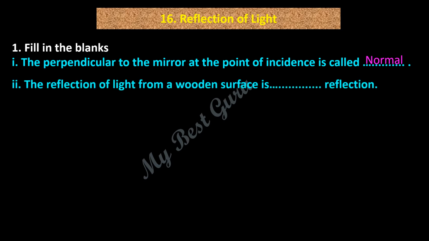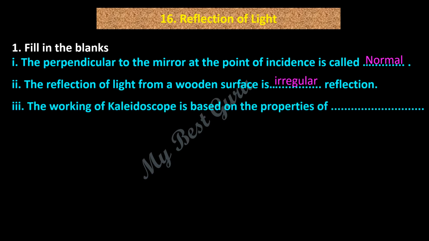2. The reflection of light from a wooden surface is dash dash dash reflection. Irregular. The reflection of light from a wooden surface is irregular reflection. 3. The working of kaleidoscope is based on the properties of dash dash dash. Reflection of light. The working of kaleidoscope is based on the properties of reflection of light.